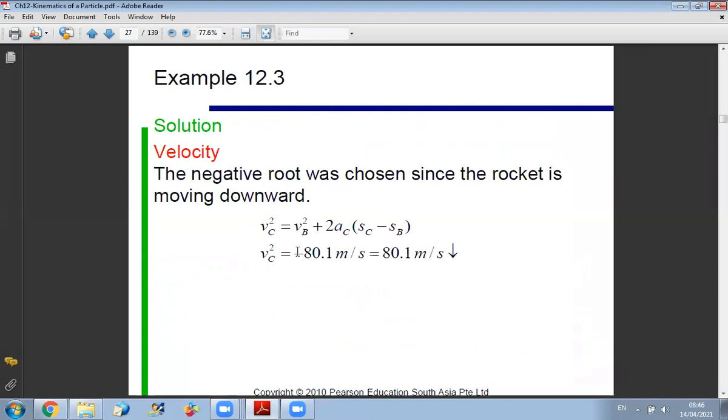And you will expect to get a negative value of Vc. Why? Because you are moving downward, okay, and S is positive upward. This is why you got a negative result. Any question on this?